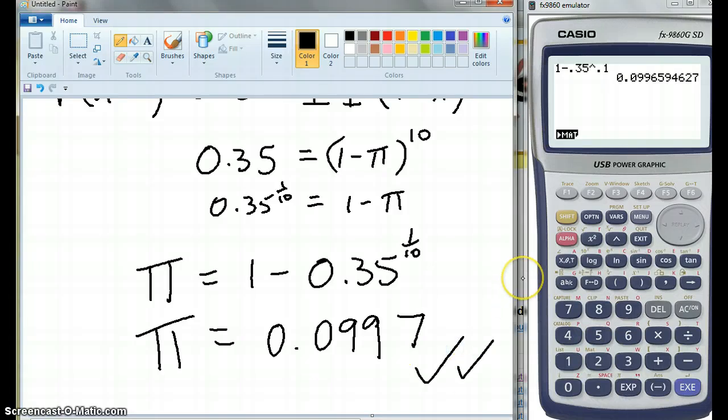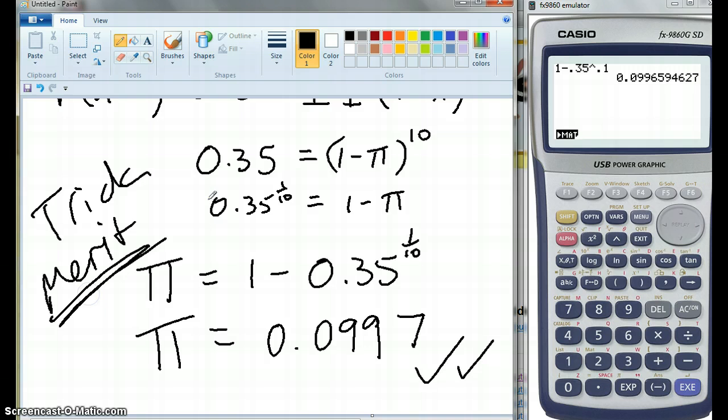Alrighty, so that's a cool trick. It's at least a merit, depending on the context of the question. Okay, so it's a good one to know, good one to have practiced.